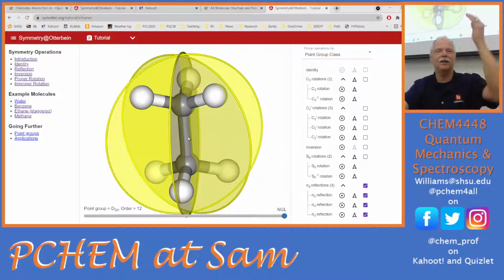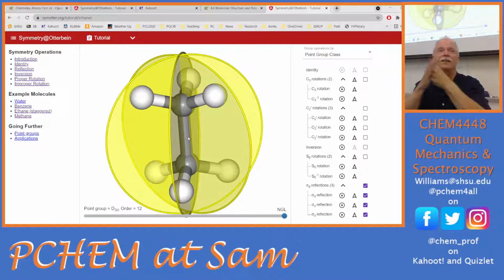The center of mass is in all of the planes. The center of mass is in all of the axes, and the center of mass may or may not be the inversion center if it has one. So the center of mass is the point for the point group. So we talk about point group symmetry. It's the center of the molecule that's the point. So you kind of find the center of the molecule, and that's the origin.